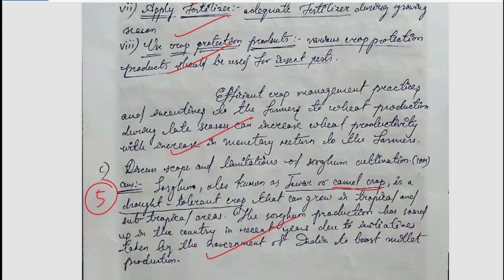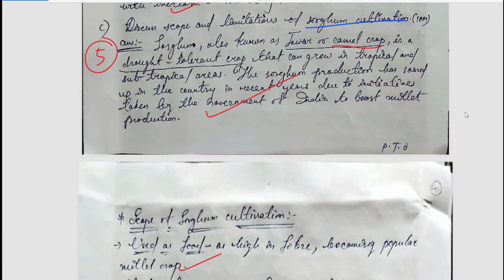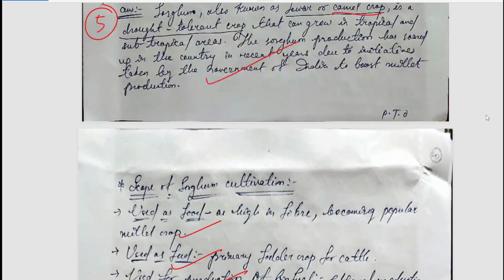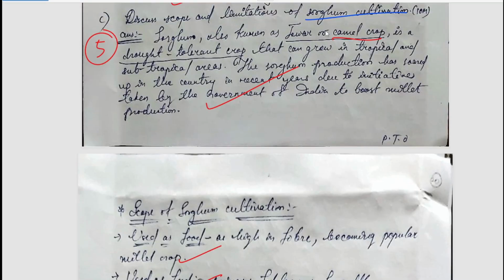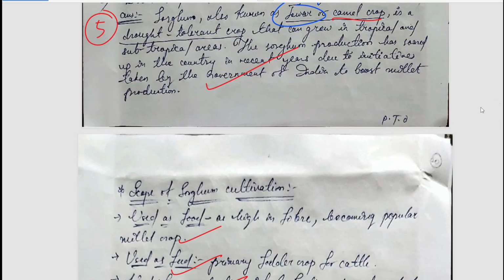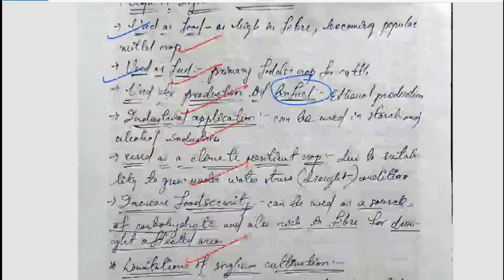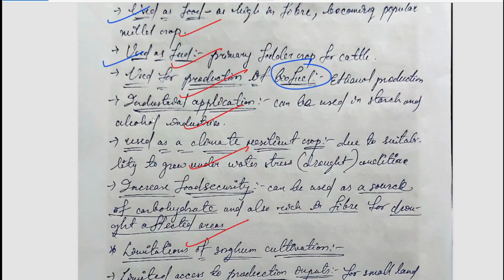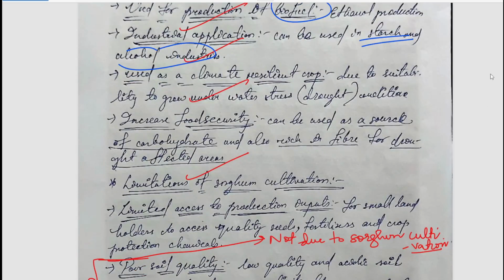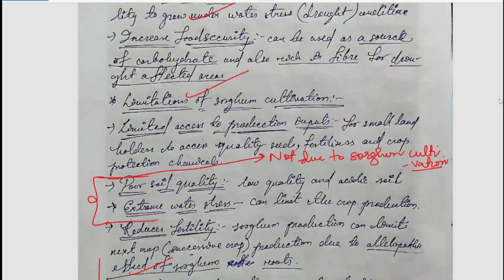The next question is, discuss scope and limitations of sorghum cultivation. We all know what sorghum is. Jowar, bajra, all these come under sorghum crops. Jowar is known as sorghum. It is a drought tolerant crop. Its scope is obviously that it is used as food, it is used as animal feed, it is used in the production of biofuels, it has various industrial applications in alcohol industries, and it is used for starch. So all these are its scope, but there are various limitations also.